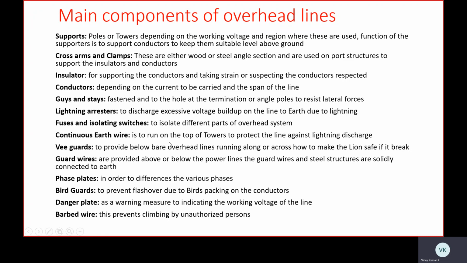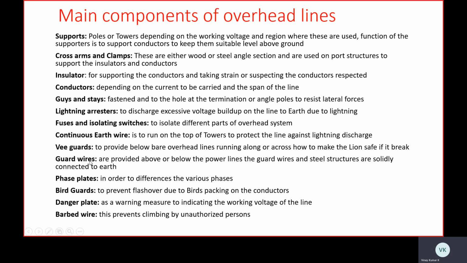And V guards. The next thing is the V guards. V guards are provided below the bare overhead lines running along or across, to make the line safe if it breaks. If something happens to our line, maybe breaking due to lightning strokes or atmospheric conditions, and it breaks in the middle of some structures, then the V guards are mainly used to hold the broken lines and prevent them from reaching the ground and other structures. So these are normally placed below the bare overhead lines.